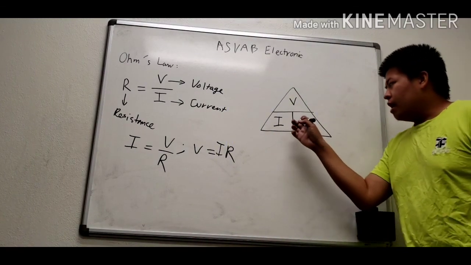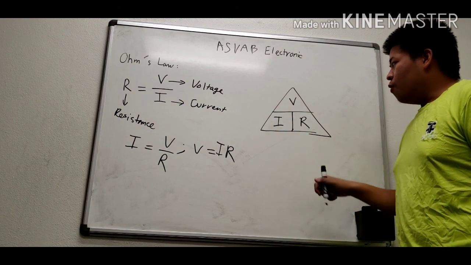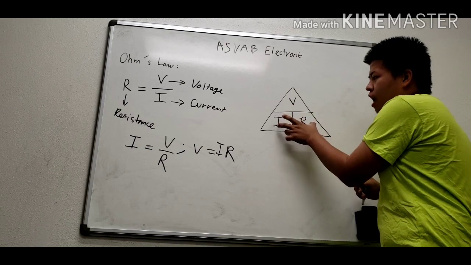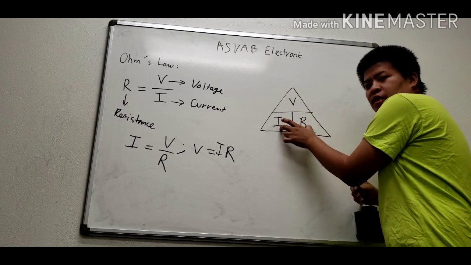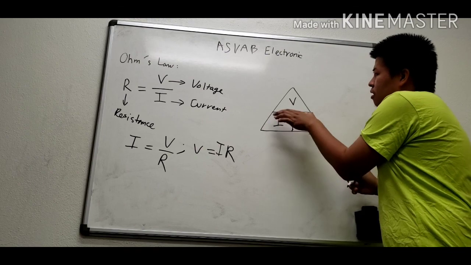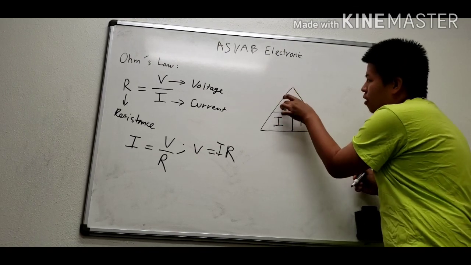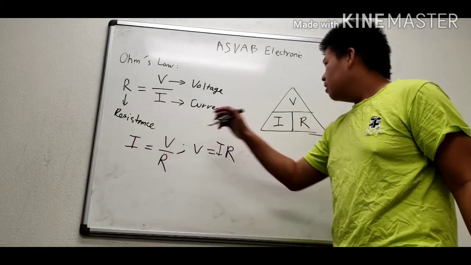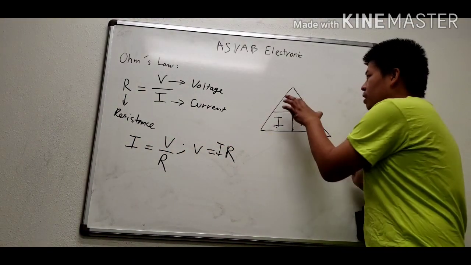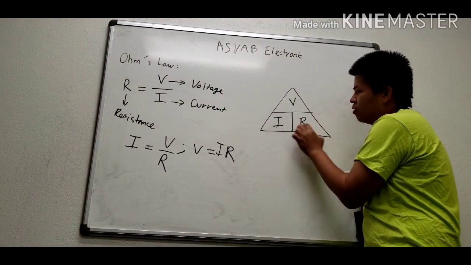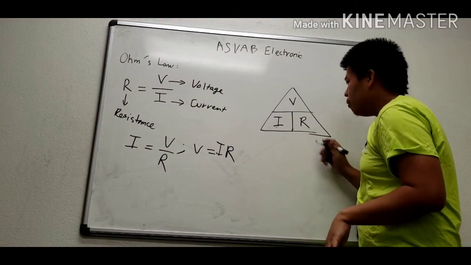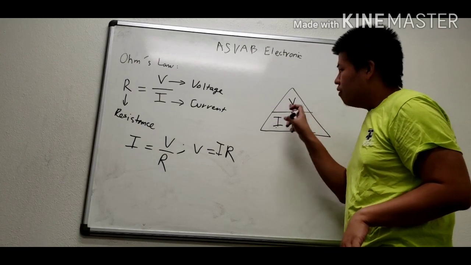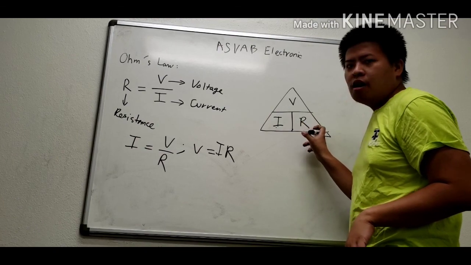This one is the triangle. If you want to calculate V on the top, I and R go together. That's why we multiply them together, so that we have the base to support the voltage. If we want to calculate I, the small one here, we have V divided by R to get I. If we want to find the resistance, we have V divided by I to get R.